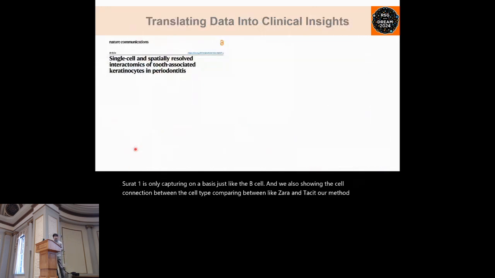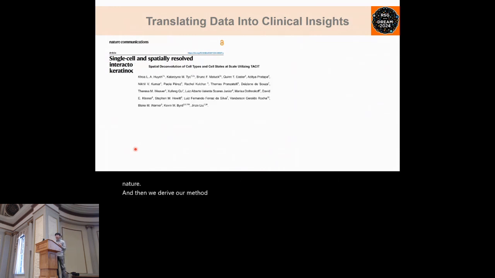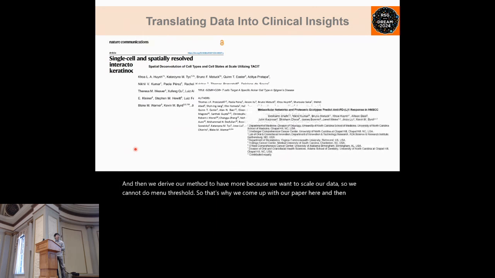So after doing this, here's the first paper where we used the threshold, and it's published in Nature. Then we derived our method because we want to scale our data, so we cannot do manual thresholds. That's why we came up with our paper here. And then there are two more papers on applications of TACIT that are also in preprint.